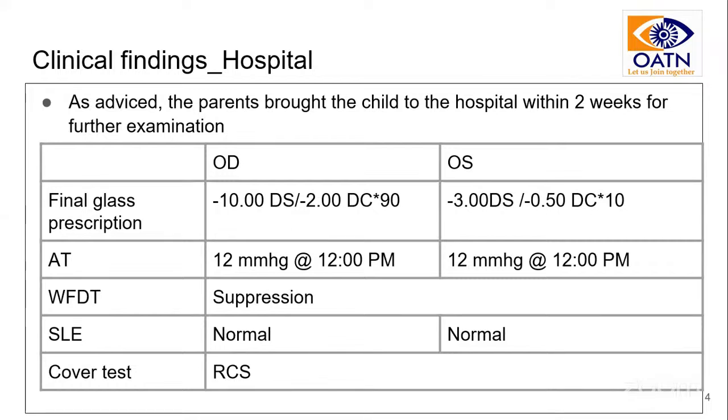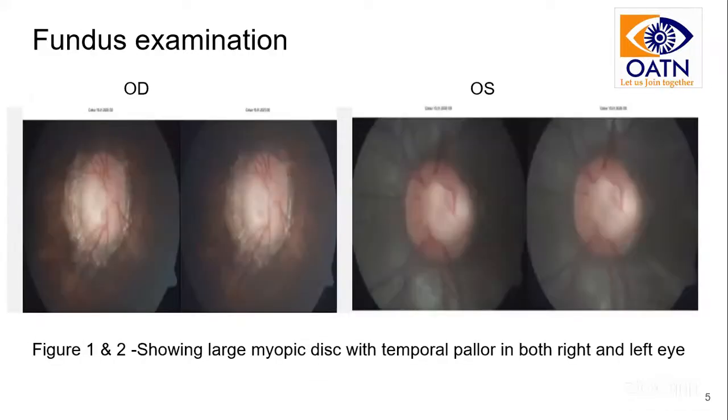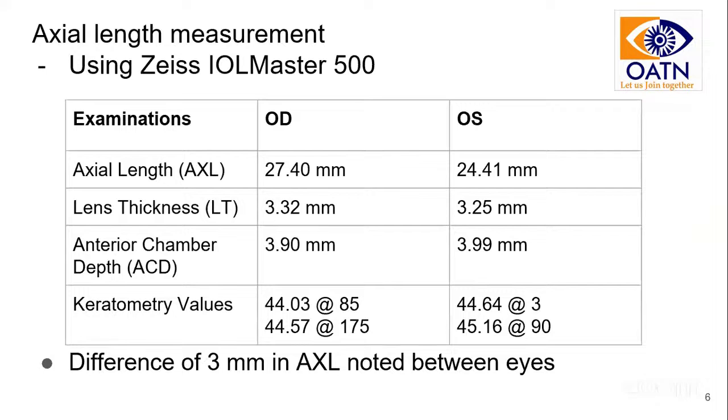IOP seems to be normal. Cover test showed right converging squint, and the Worth four dot test revealed right suppression. Fundus examination showed a large myopic disc with a cup-disc ratio of 0.7 in the right eye and 0.6 in the left eye with temporal pallor. Axial length measurement was done using IOL Master. Axial length in the right eye was 27.40 mm and in the left eye was 24.41 mm.